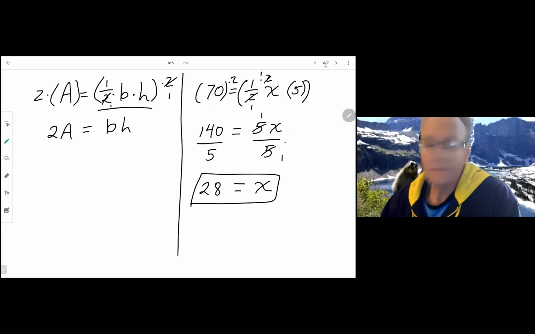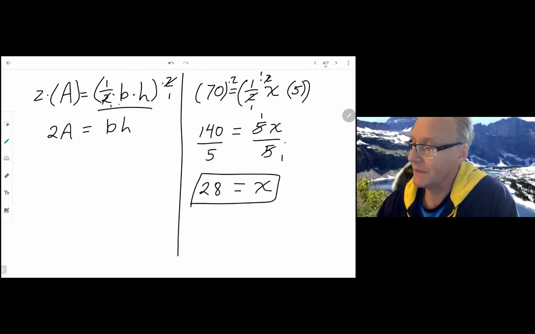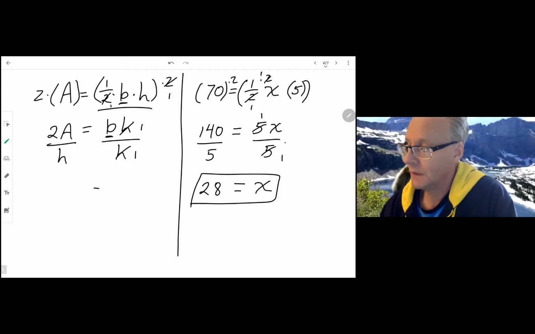Now on this side, I forgot to tell you, I was going to solve for the base. So we're going to solve for the b. And in that case, I'm going to have to divide by the h on both sides. The h's simplify out. And of course, the base is equal to 2a over h. If I had wanted to solve for the h, then I would have divided by b on both sides, of course.